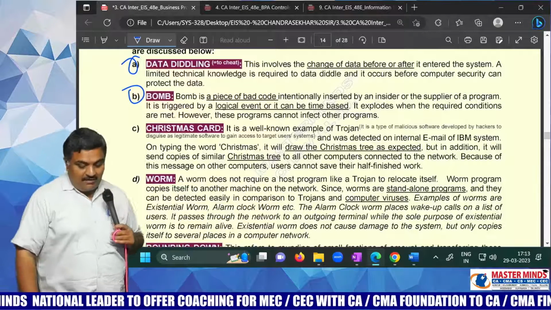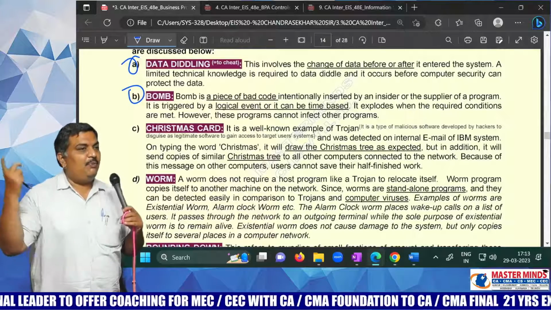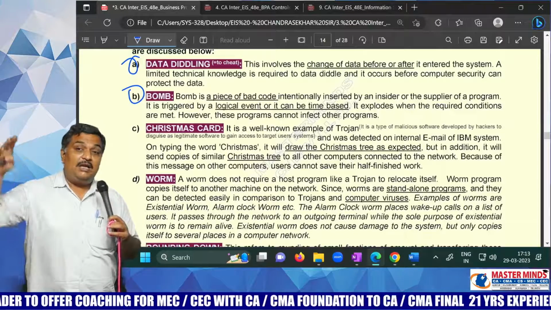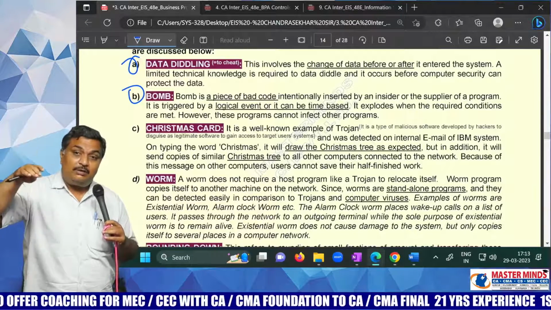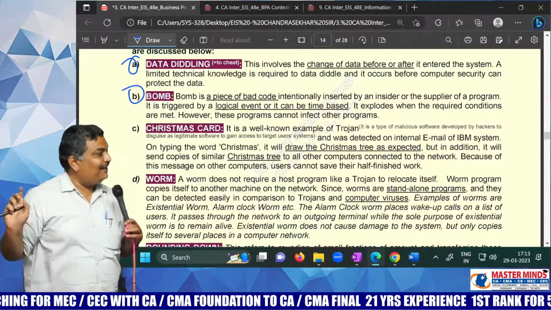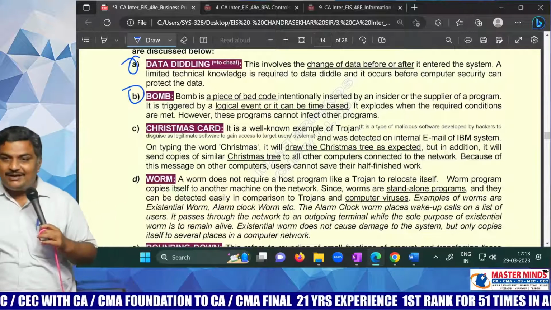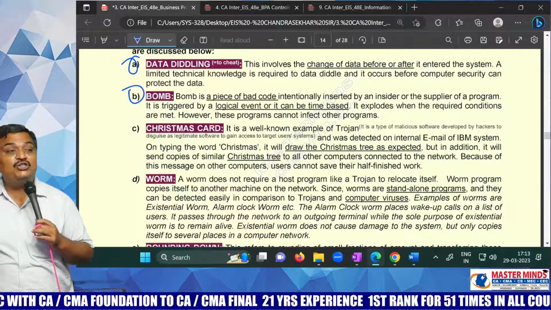Next, what is a logic bomb? A logic bomb means whenever the user presses Control F9, this bomb should explode. And see, that bomb has been there in my computer for 2 years. But in these 2 years, I never pressed Control F9. But today, I pressed Control F9. Now the bomb explodes. Do you understand? That is called a logic bomb.